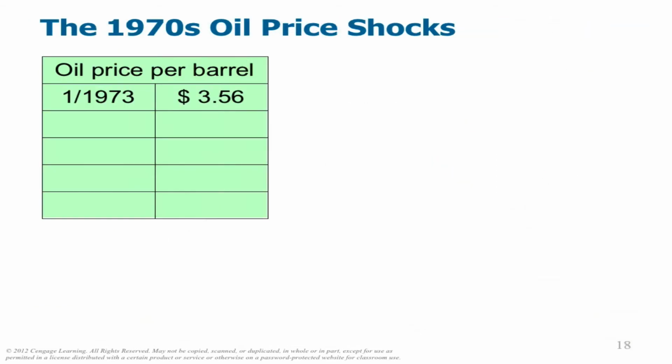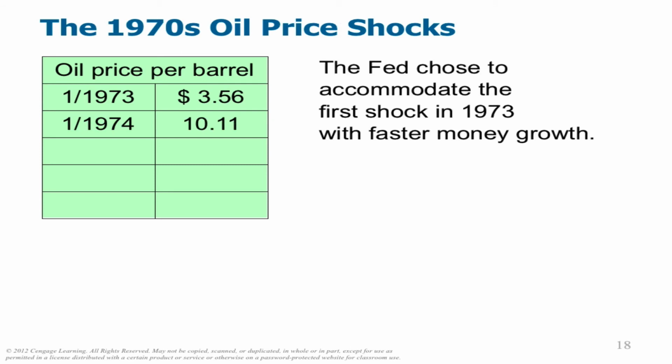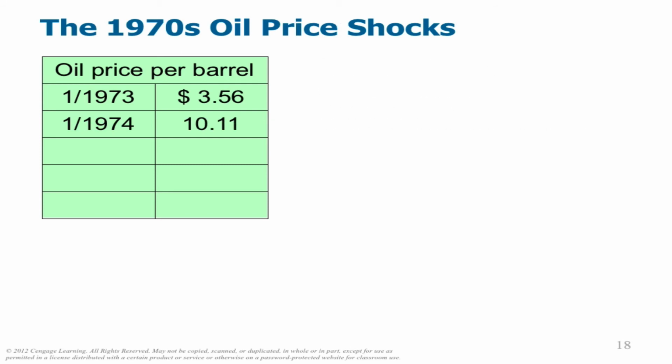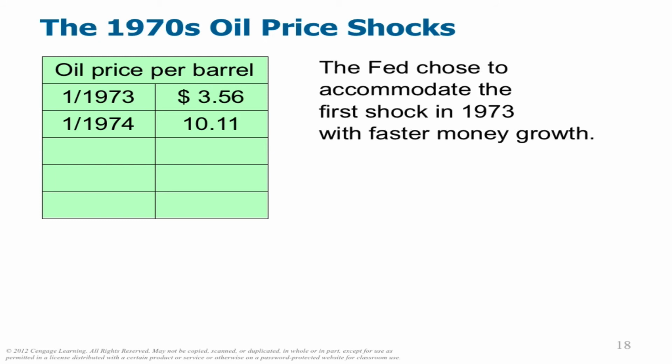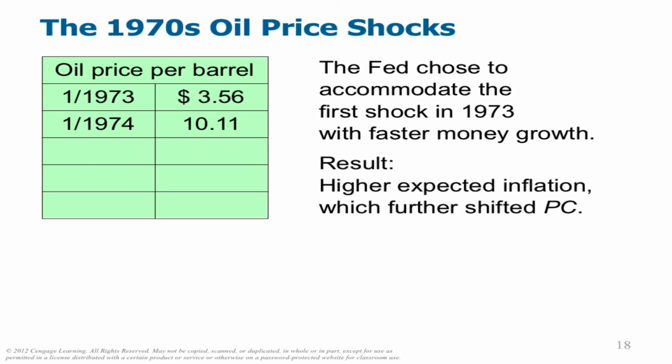Okay, so let's look at the data behind it. A barrel of oil is about 60 gallons of oil. Would you say that a 3-time increase is a pretty good shock to the supply? That's significant. So the Fed said, all right, this is bad. This is a shock. We're just going to dramatically increase the money supply. So they did. So we get much higher expected inflation, which further shifts the Phillips curve.